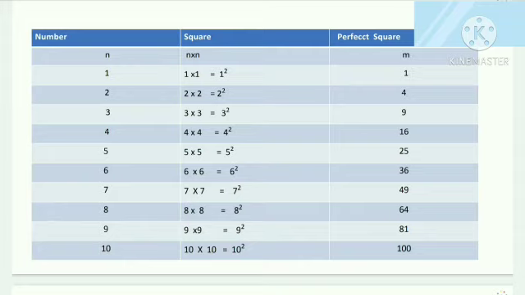5: 5 into 5 is 5 square. Perfect square is 25. 6: 6 into 6 is 6 square. Perfect square is 36. 7: 7 into 7 is 7 square. Perfect square is 49. 8: 8 into 8 is 8 square. Perfect square is 64. 9: 9 into 9 is 9 square. Perfect square is 81. 10: 10 into 10 is 10 square. Perfect square is 100.